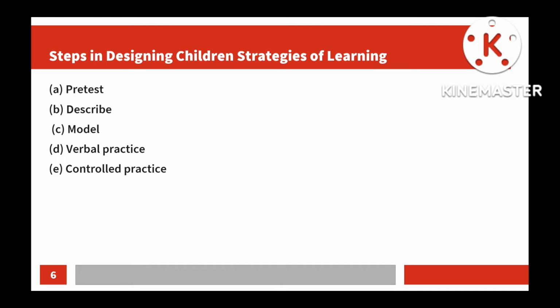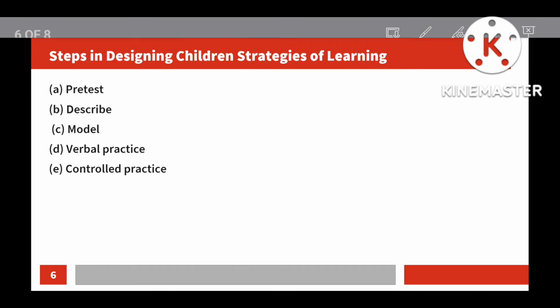to describe the things. She can ask anything, whatever chapter has been done, from that particular chapter she can ask the question verbally to the students. Then controlled practice. Controlled practice is also another practice which can improve the children's strategy of learning, and it also improves the learning capability of children.